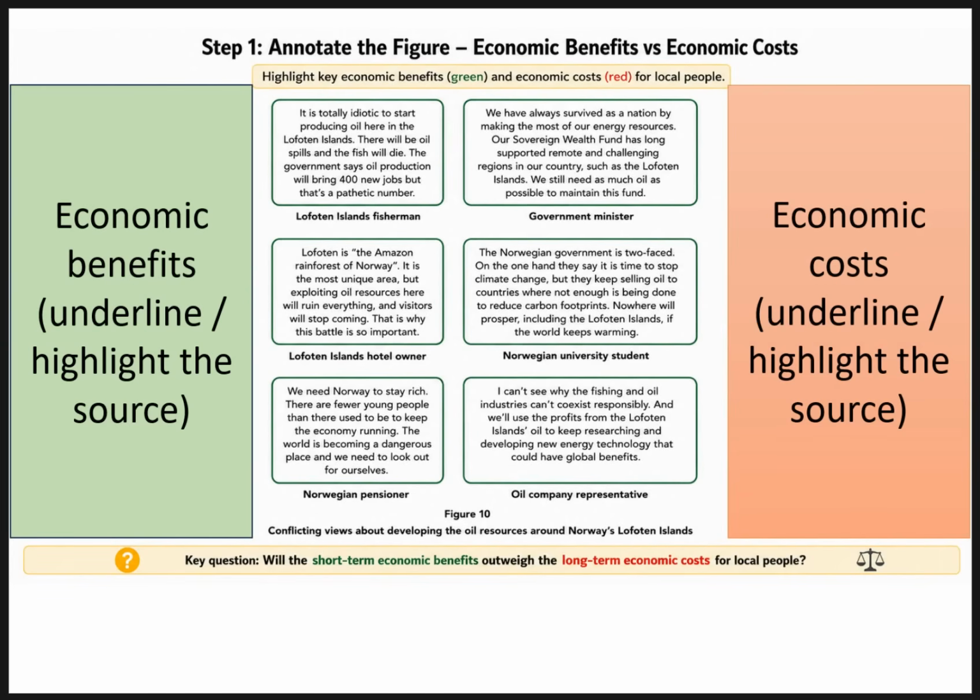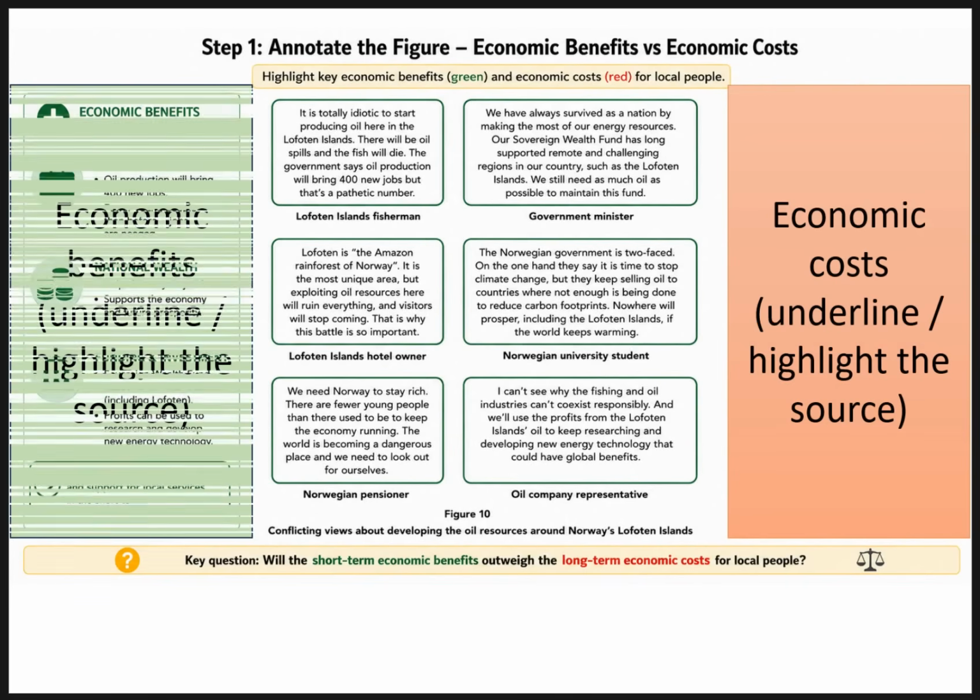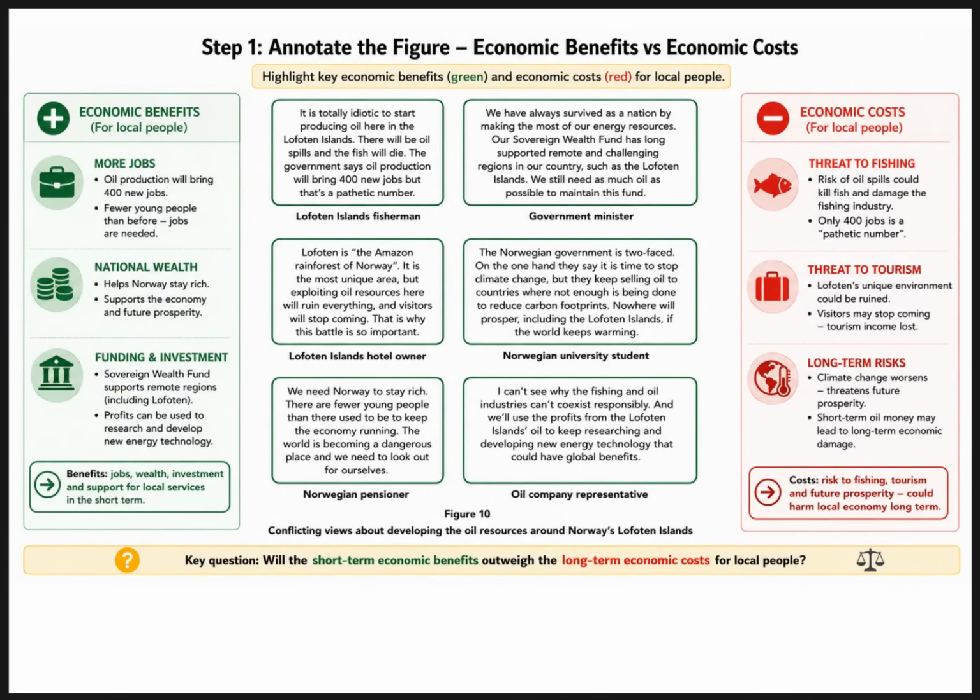We're looking at economic benefits for local people, and we're looking at economic costs for local people. So I've organised it in this way, identifying the benefits and the costs. So more jobs, wealth, funding, economic costs, threats, tourism, threats of fishing, long-term risks. So this is really, really crucial for you to go through yourself. And each of these questions, you see how I've annotated them. I know I've done them in a fancy way on the computer here, but you just do them manually in writing and make it clear when you're writing, because as you're annotating, you want to be able to read your handwriting 2 minutes later as you're writing the question.